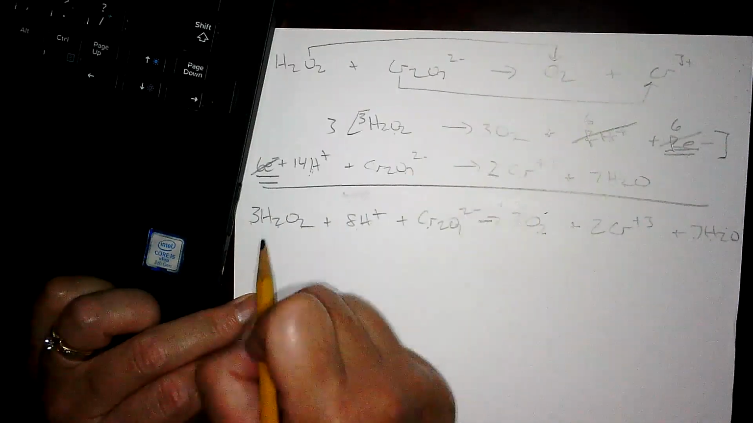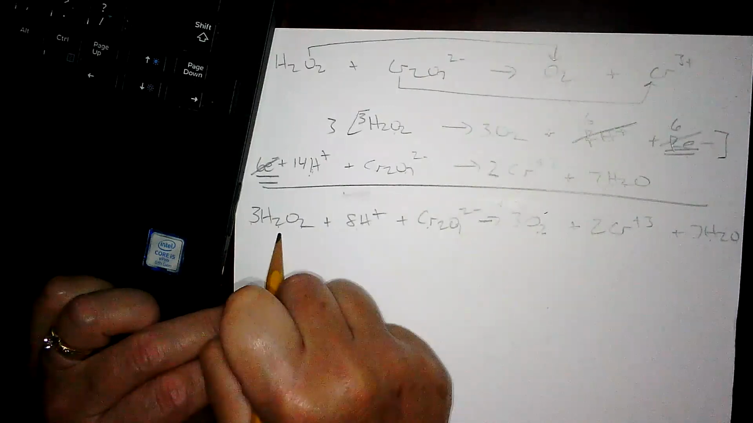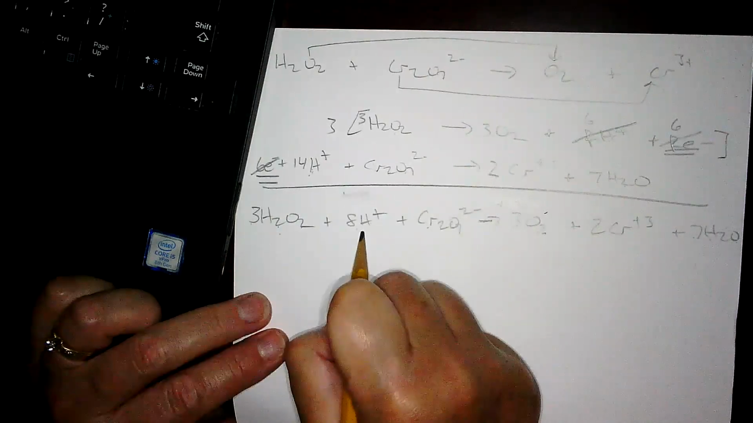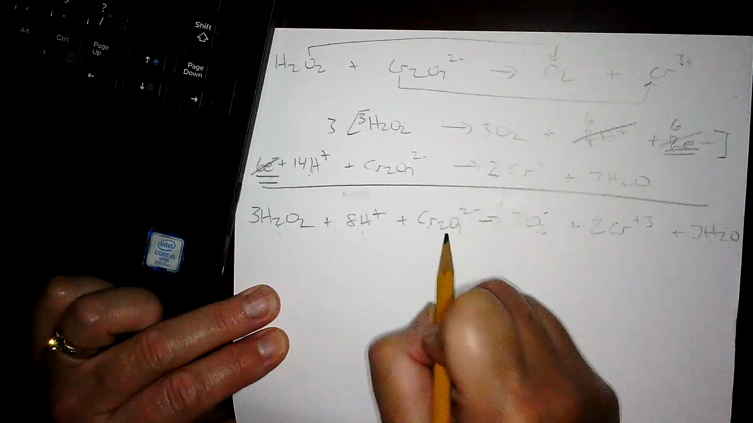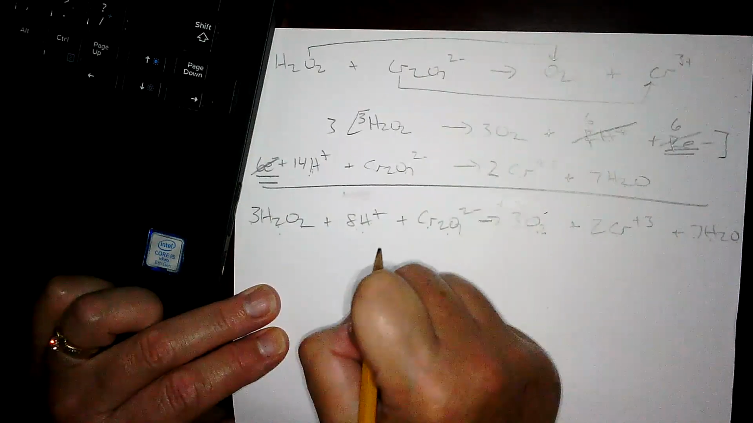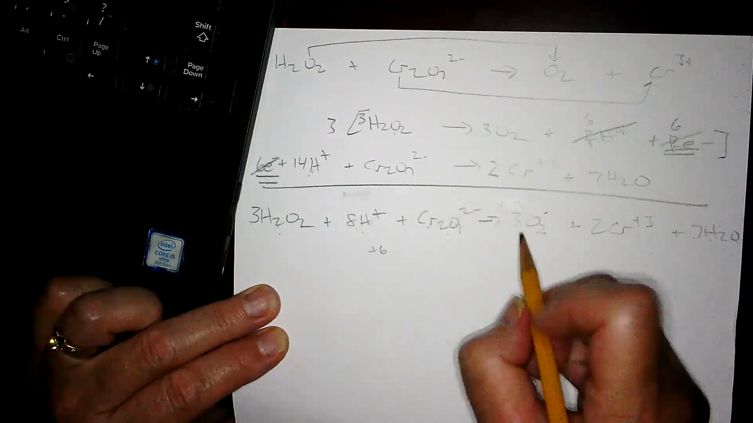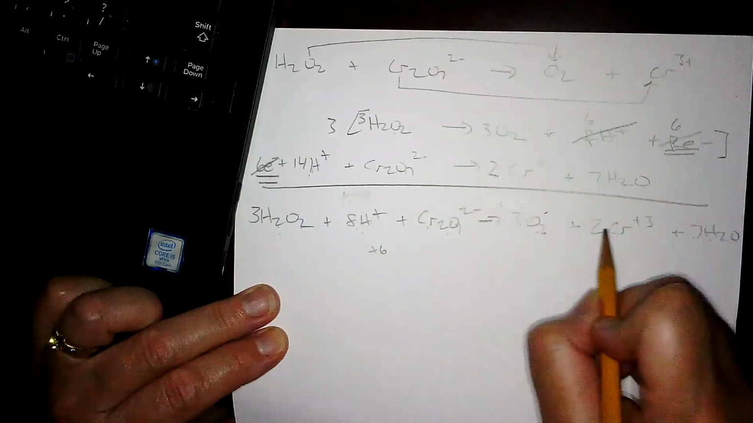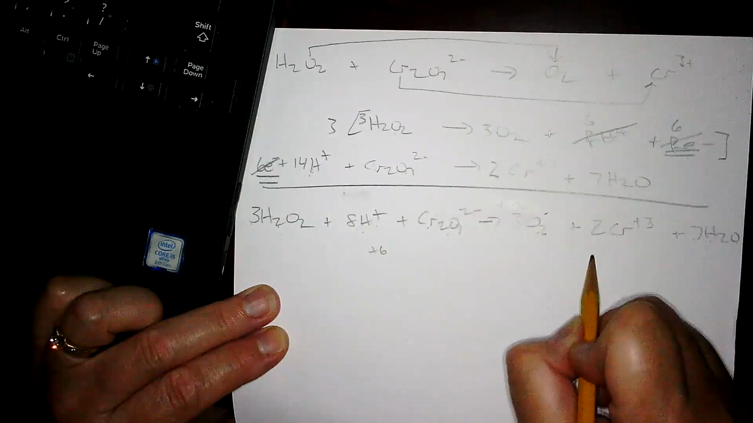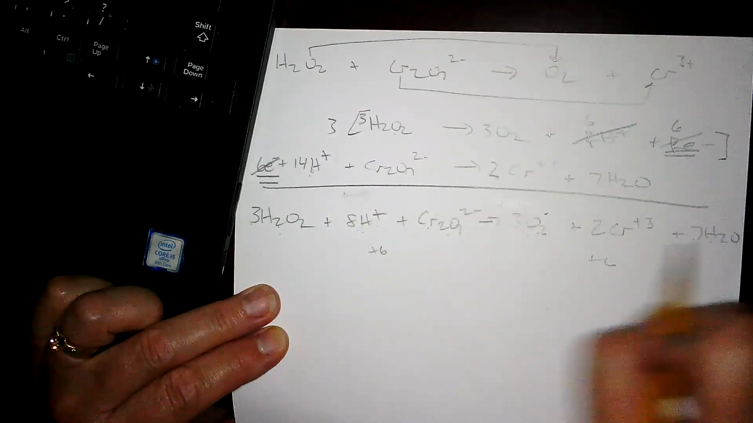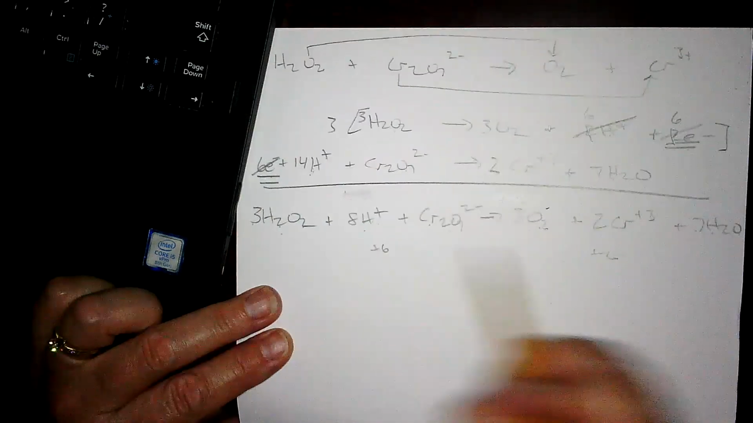Okay, we've got a 0 charge here, a +8 charge here, and a -2 charge here. That's going to give us a +6 on the reactant side. We've got a 0 here, 2 times +3, a +6, and a 0. So my charge is balanced. So that's my balanced equation.